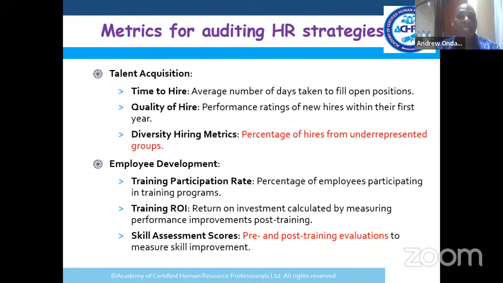Secondly, another metric is employee development. Employee development is one of the strategies of equipping people with the right skills and knowledge to improve their performance and also to prepare them for succession or taking over from those who leave the organization. So when you are evaluating or auditing employee development, there are several things that we may look at. One is training participation rate.